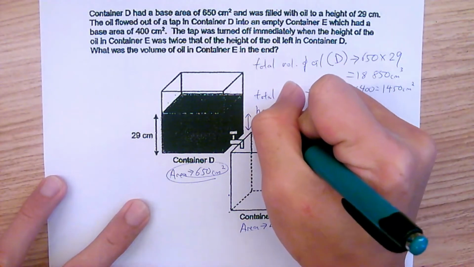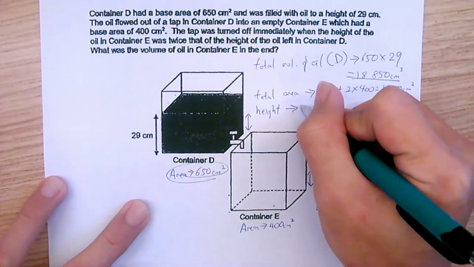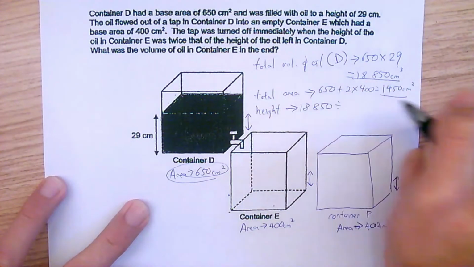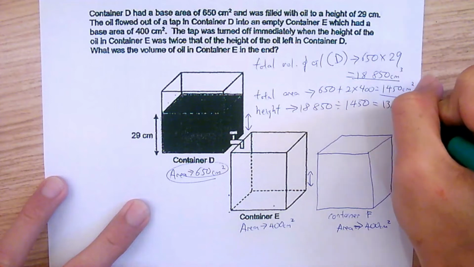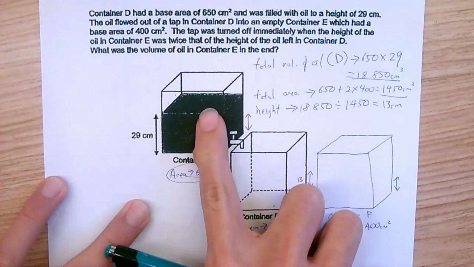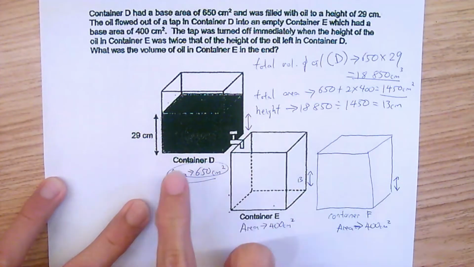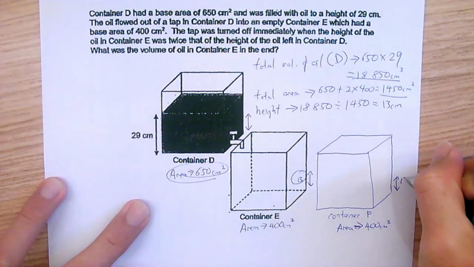So height would be this divided by this, 18850 divided by 1450. So let's try to calculate this. 18850 divided by 1450, and that will give me 13 cm. Okay, which means that the oil level in each of them over here, after you pour from D to E and then E half to F, will be 13 cm.